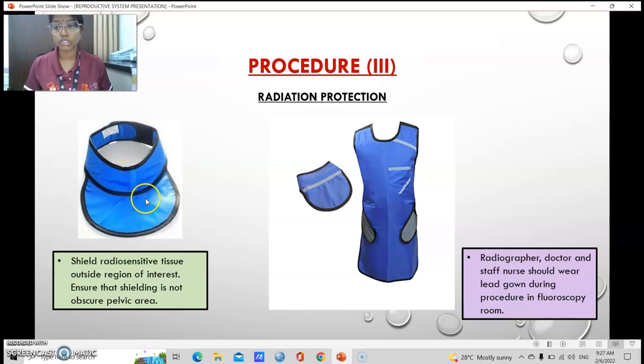This is the shielding that we are giving to the patient, that means a thyroid shield. The thyroid shield is given at the thyroid part only. Ensure that the shielding does not obscure the pelvic area. And this is the radiation protection worn by the radiographer, doctor, and staff nurse: lead gown and thyroid shield.